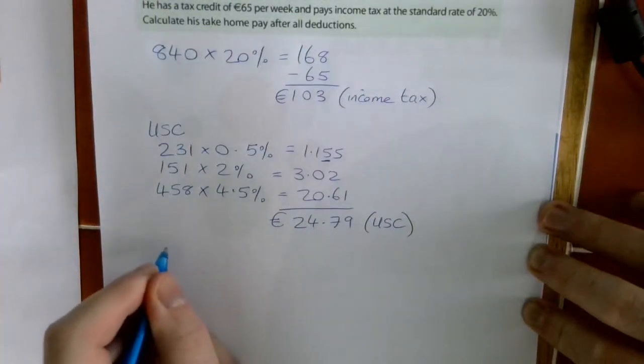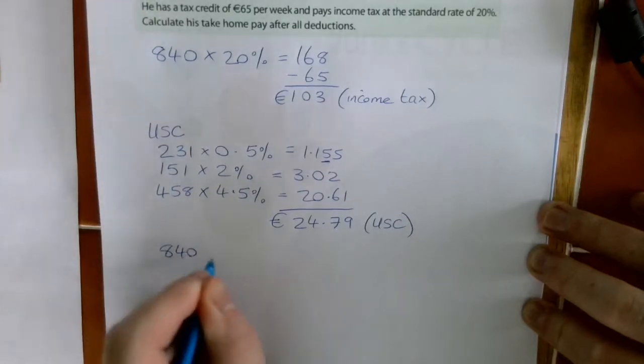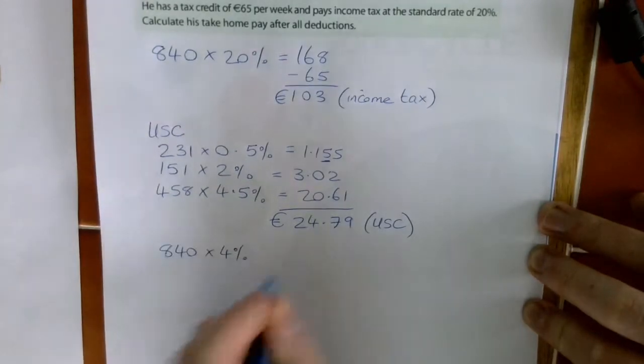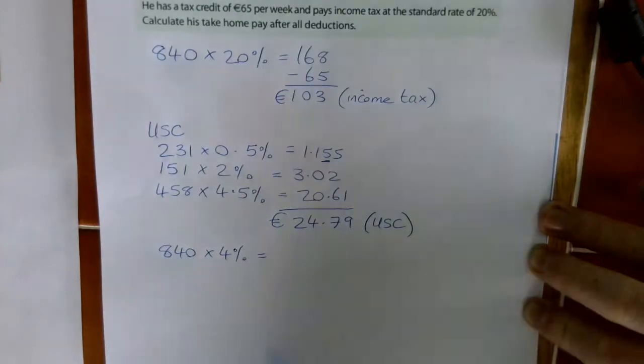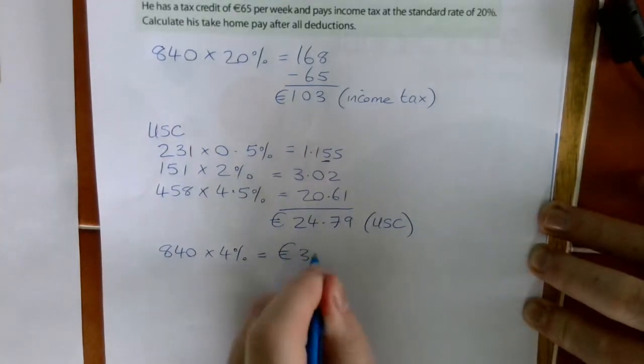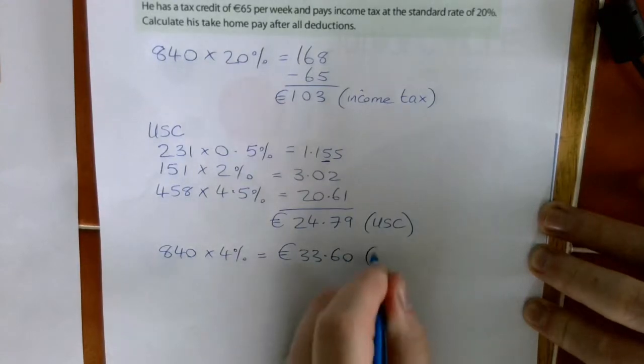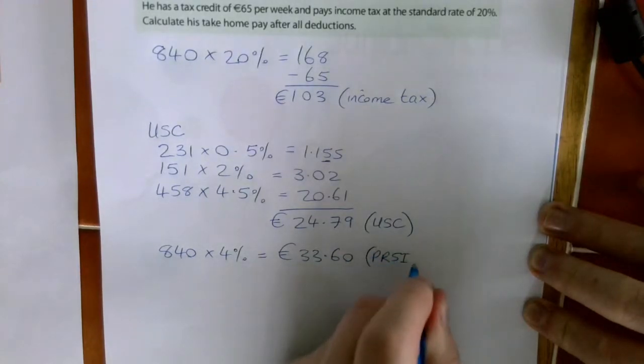And then the last one that we need to calculate is the PRSI. PRSI is made at 4%, so it's 840 times by 4%, and you will get the total. 840 times 4% is €33.60. So that is the total PRSI.